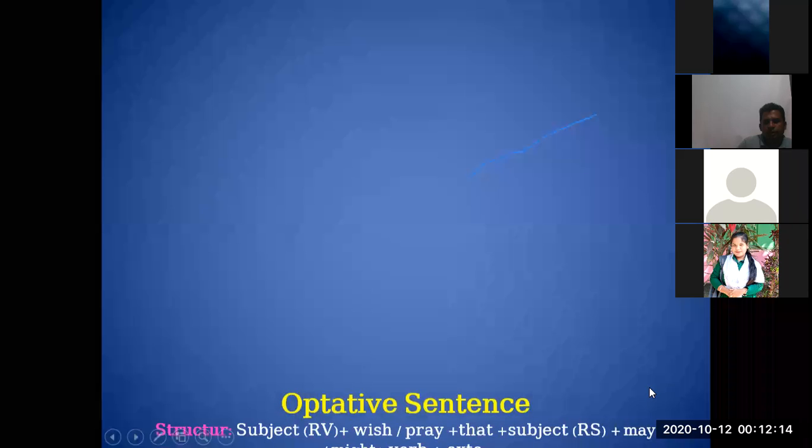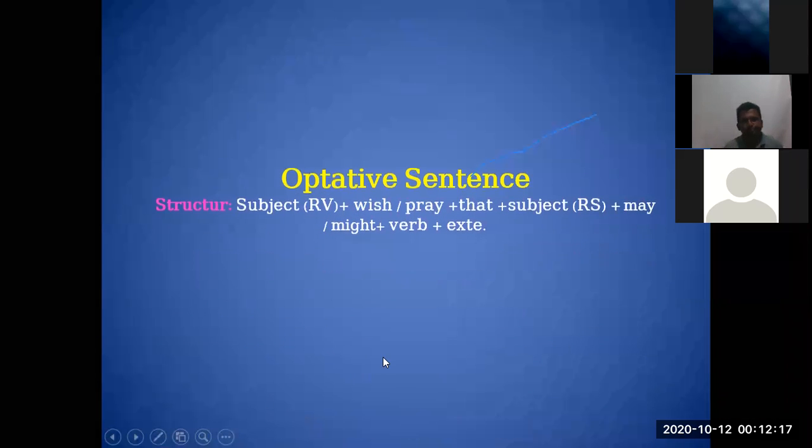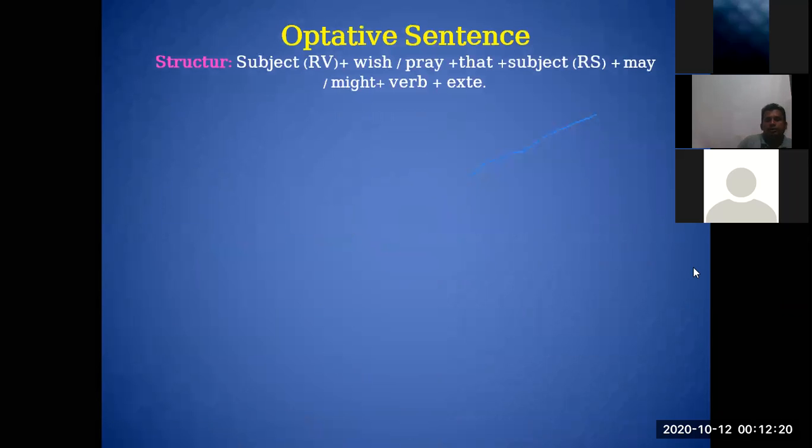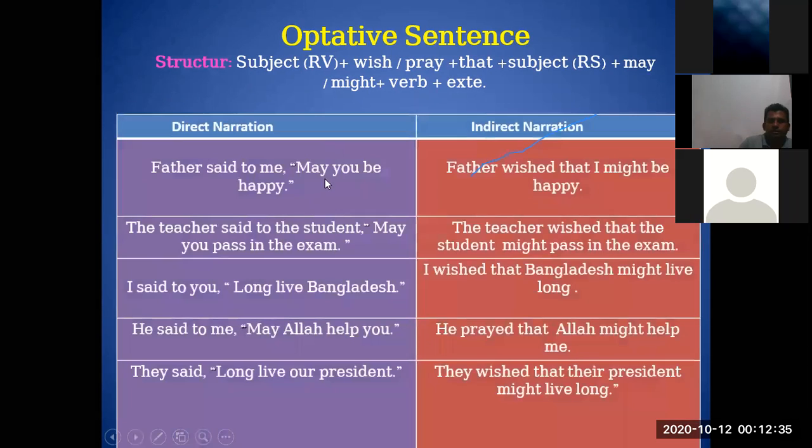Okay, then come to the next slide. Optative sentence. In an optative sentence, we use wish or pray in place of said to, and we put that in place of inverted comma, and after the subject we must put may or might. Look at the example sentence. Father said to me, may you be happy. Here said to is changed into wished, inverted comma is changed into that, and may is a modal verb and you is the subject, but we must put the subject first before the modal verb.